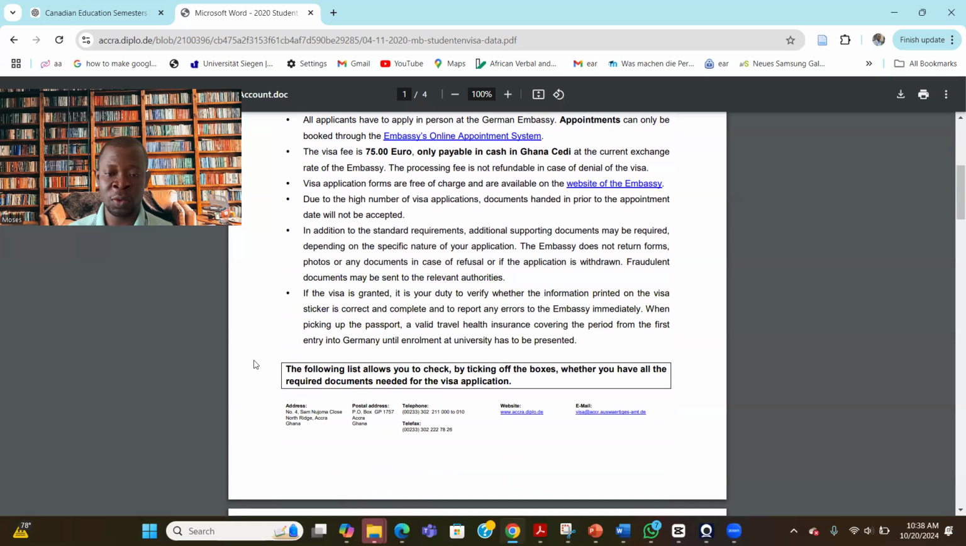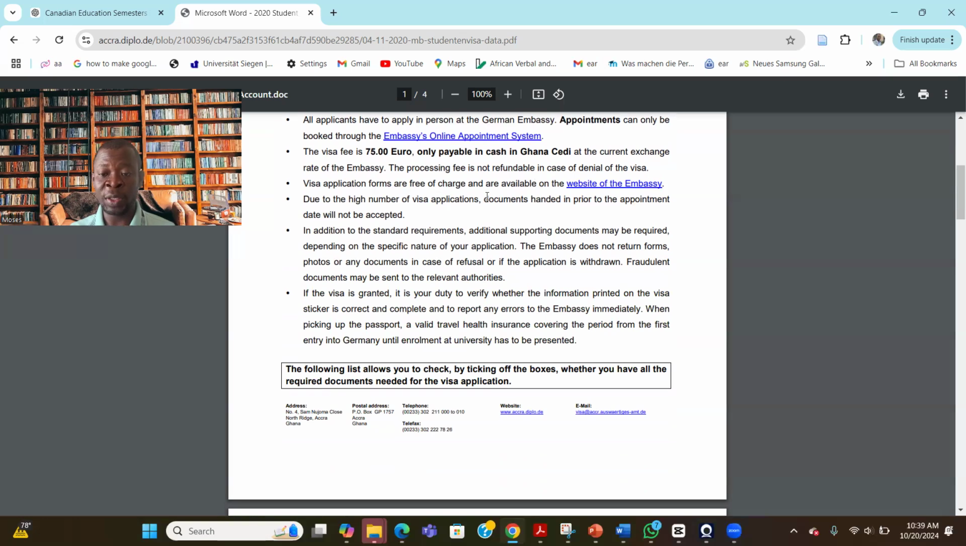Okay, 75 euros. So the visa application form can be found here. You can fill in the visa application form, upload it, and then you get everything. It will be given to you in a PDF form.